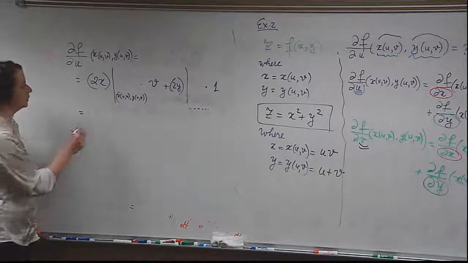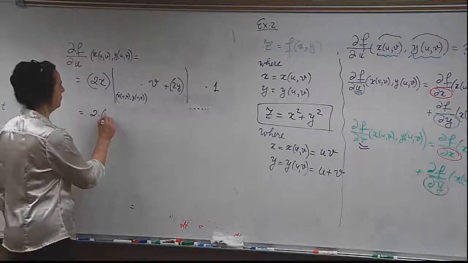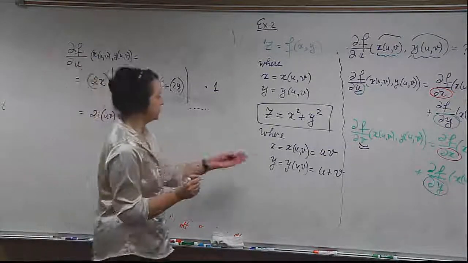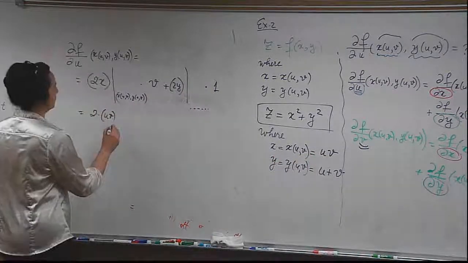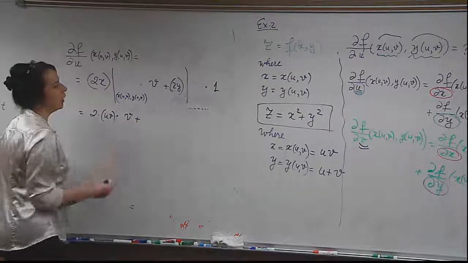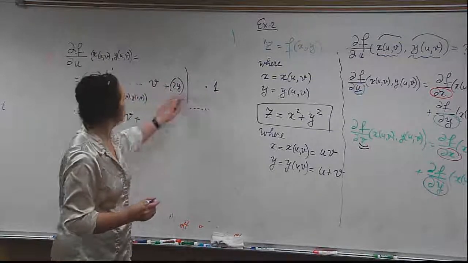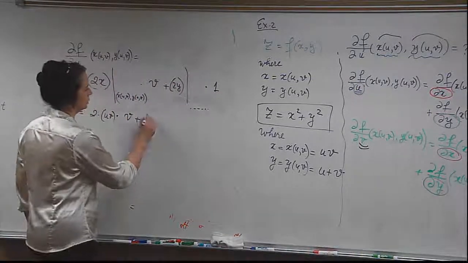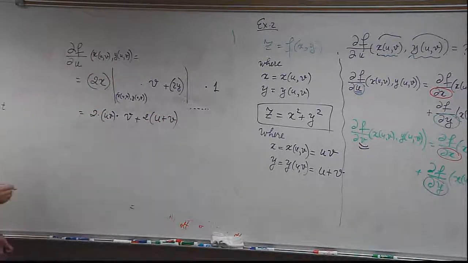It's a good habit. 2 times x, which is uv. I plug it as a function of u and v, right? Times v, plus, who is 2y? That's the last of the Mohicans. 1 is out. 2y. 2 times, replace y in terms of u and v, and you're done.